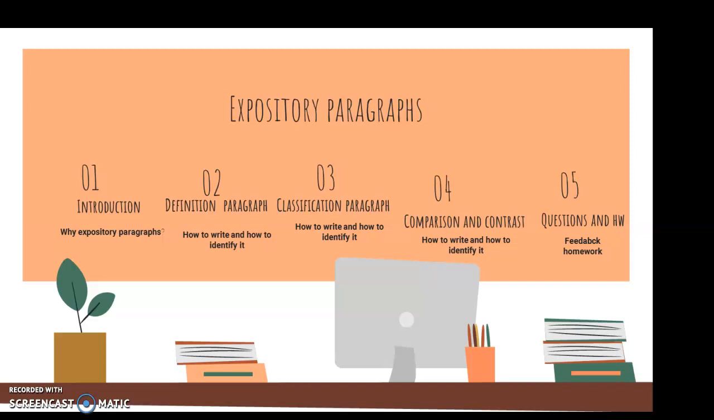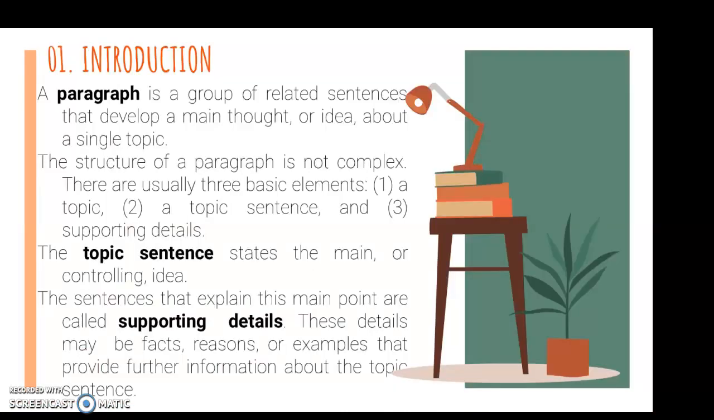So let's begin with expository paragraphs. And let's say that a paragraph, I know that you know this concept, but I need to remember. A paragraph is a group of words that is related throughout all of it, and the sentences are connected because they develop a main thought or idea about a single topic. The structure of this paragraph is not complex. You know that you must have a topic which is inserted in the topic sentence, and that's why this writer presents three elements that are basic, and he says that the first one is a topic, the second is the topic sentence, and finally the supporting details.